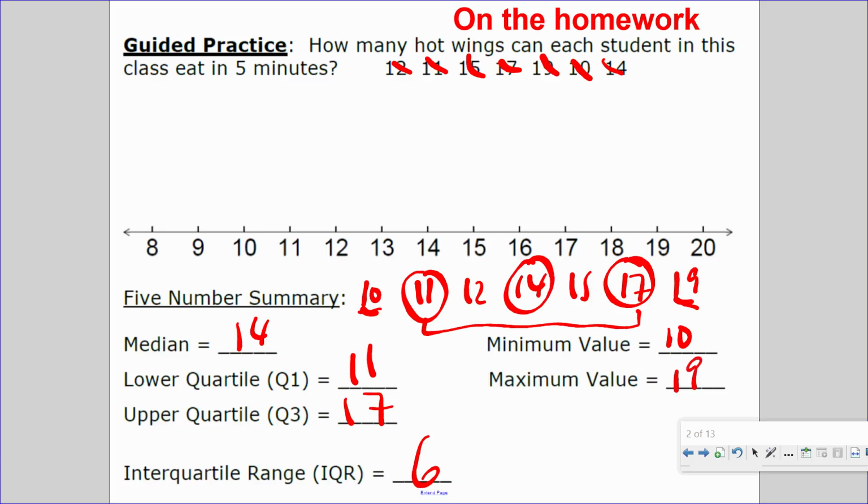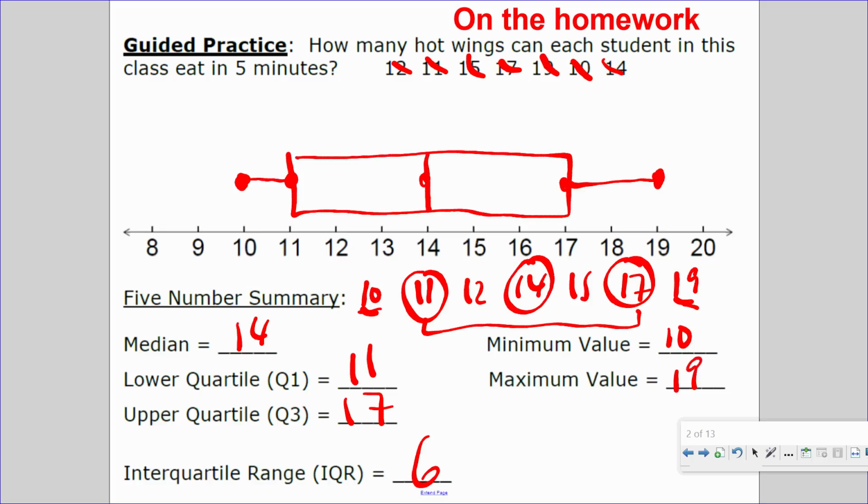So looking at this number line, we plot the minimum first, 10, with a dot. The maximum is 19. That gets another dot. The median is 14. I give that a dot. The quartile 1, or the median of the lower half, is 11. I give that a dot. And the median of the upper half is 17, so I give this another dot. So you connect this. These are the tails, and then this is where the box comes in. That's why it's called a box plot.